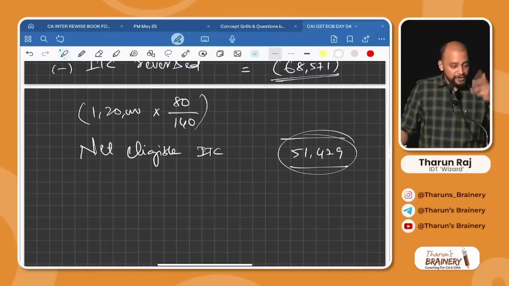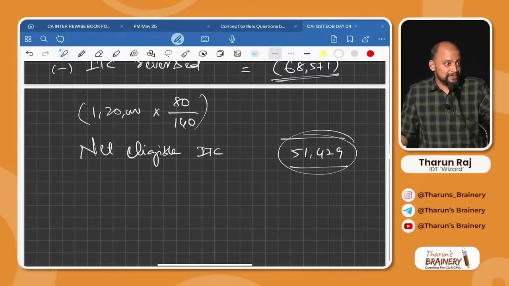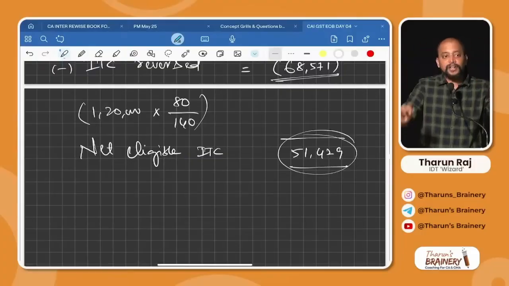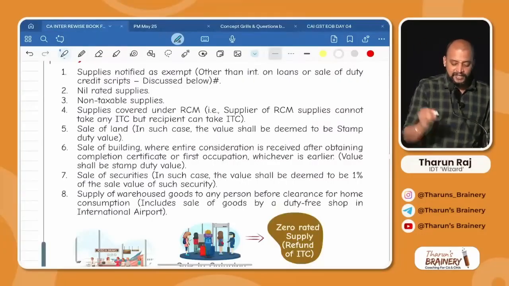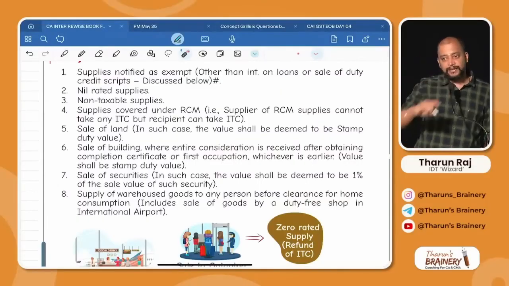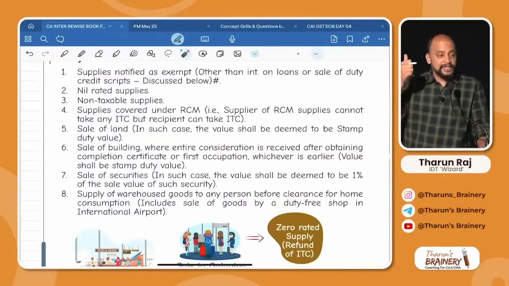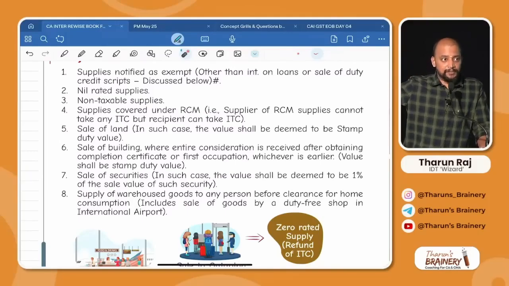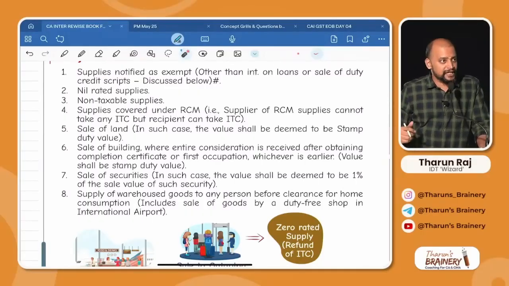You understood the criminal intention here. Even though not a supply, when you treat it as exempted supply, your ITC availability will come down. Mainly for that reason, they have created these 4 transactions which are not a supply as exempted supplies. What are those 4 transactions? Number 1, sale of land, sale of building. That too, when entire consideration is received after obtaining completion certificate. Next, sale of shares. Number 4, sale of warehoused goods under customs.